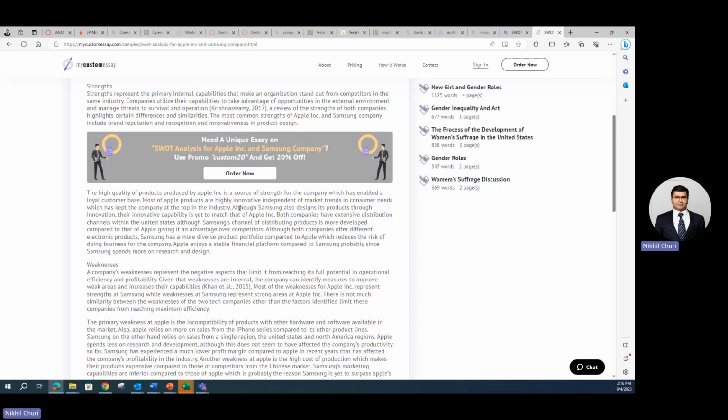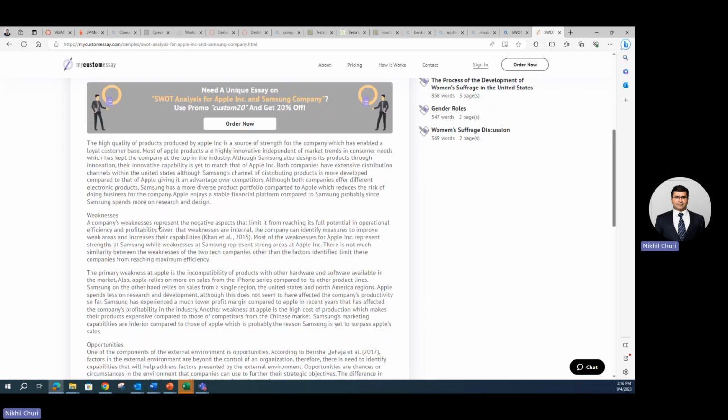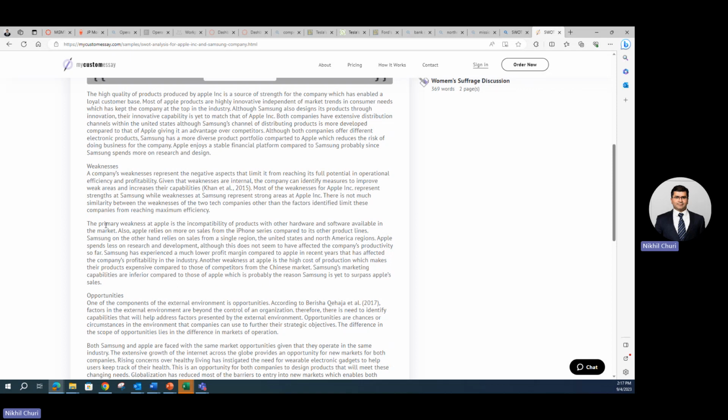And even that product is unique. It has its own benefits, and that's why customers purchase a lot of them. So here is an example of comparison, Apple and Samsung, in terms of weaknesses. A company's weakness represents the negative aspect that limits it from reaching the full potential of operational efficiency and profitability. And as you go below, the authors of this article have clearly explained the weakness of Apple versus the weakness of Samsung.